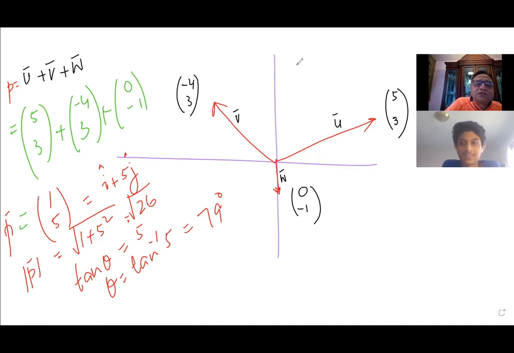Do you see that? So this is my 79 degrees, and on that I'm looking for a magnitude of square root of 26, which is around 5. Do you see that? So let's say this is my vector p, the sum of all the three vectors. You get the idea?